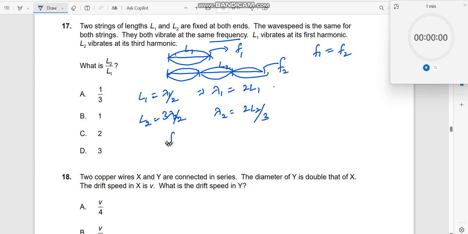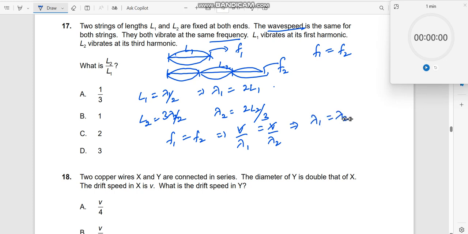Okay, but what do we have? We have F1 is equal to F2, which means what? V by lambda 1 should be equal to V by lambda 2. Wave speed also same, and thus now I can equate these two. So, this V and this V goes away. I can now say lambda 1 is equal to lambda 2, right?